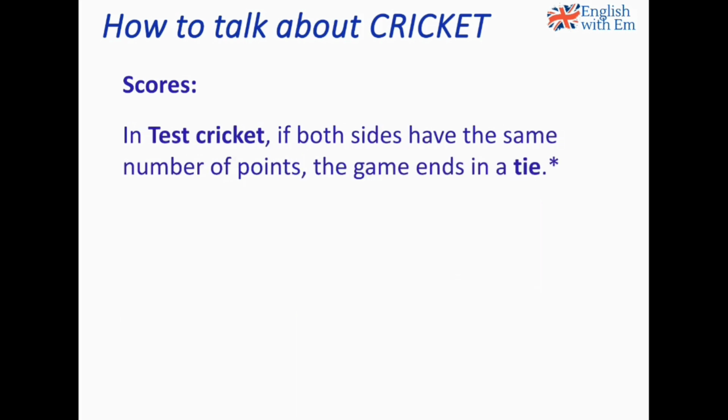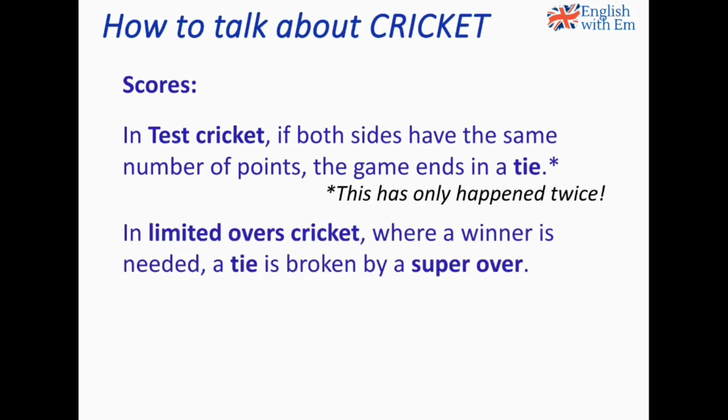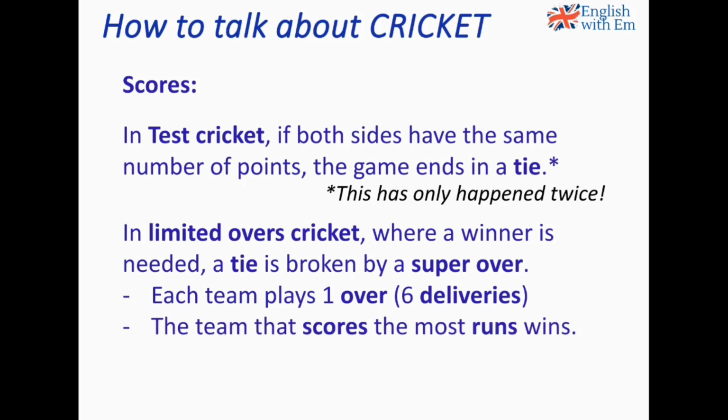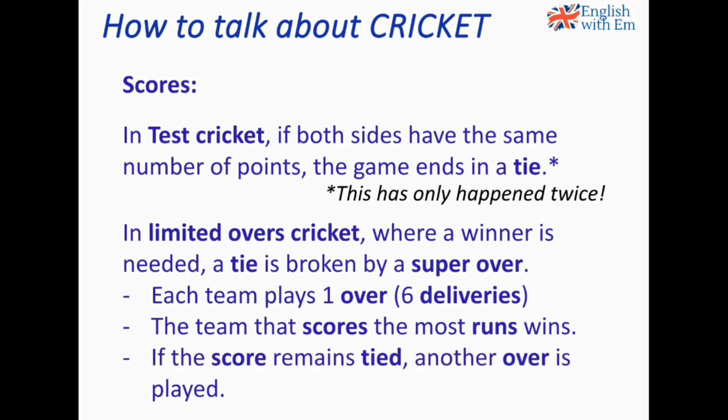In Test cricket, if both sides have the same number of points, the game ends in a tie. Now, this has only happened twice in history, so it's not usual at all. Now, in limited overs cricket, where a winner is needed, a tie is broken by a super over. Each team plays 1 over, so that's 6 deliveries, and the team that scores the most runs wins. If the score remains tied, another over is played.